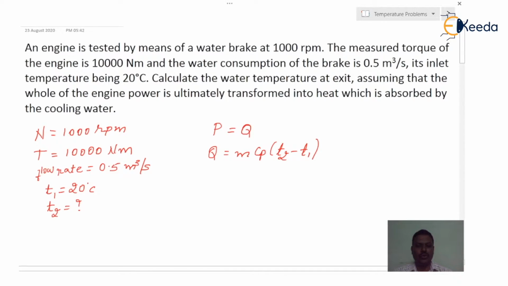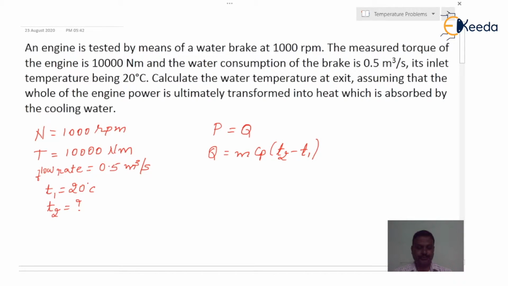Here Q is heat that is absorbed, or simply it is heat. m is mass flow rate of that fluid. Cp is specific heat of that fluid. T2 is exit temperature. T1 is inlet temperature. If we have this Q, we have mass flow rate, and specific heat for water, it is always known, that is 4.13 kilojoules per kg Kelvin, T2 can be calculated as T1 is already given.